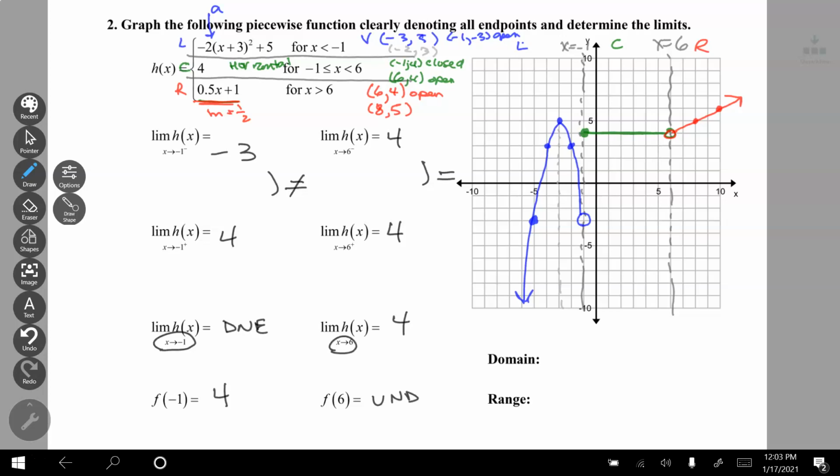Now I have to do my domain. My domain looks like it should be all real numbers, so it looks like this graph goes completely left to right. But there's an open dot here, but there's a solid dot here at x equals 1, so that's covered. But over here at x equals 6, there's just an open dot. So my domain is negative infinity to 6, union 6 to infinity. And my range, which looks like this graph goes down forever, and it goes up forever, and it covers everything in between, is negative infinity to infinity.